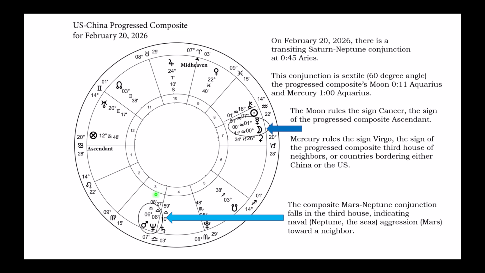Note also that progressed composite Mars and Neptune are within 1 degree orb of China's natal Sun, 7 degrees Libra. The Sun represents the leader of the country. Xi Jinping, who secured another 5-year term of leadership in 2022, will still be ruling China in 2026.